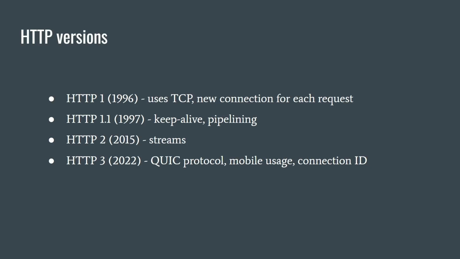So that's one of the reasons why we have HTTP 2 in 2015, which introduced streams that were totally independent. In the end, we have HTTP 3, which introduced a new protocol called QUIC, which is optimized for heavy mobile usage, and it also introduced the concept of connection ID, which is used when we are switching between different kinds of networks and so on.